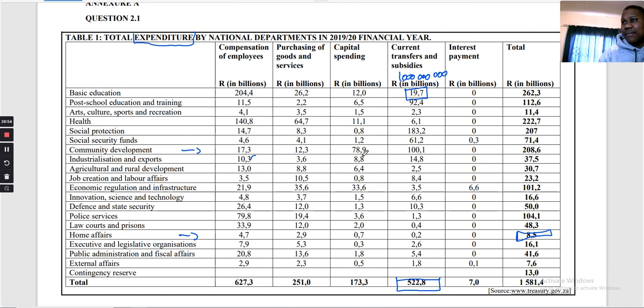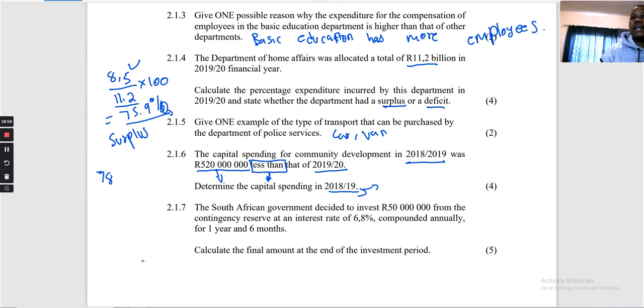Capital spending 78.9. You must multiply it by a billion. So we're going to multiply here by a billion so that we can get the full amount. Okay, so this is going to be how much? 78 billion 900 million.